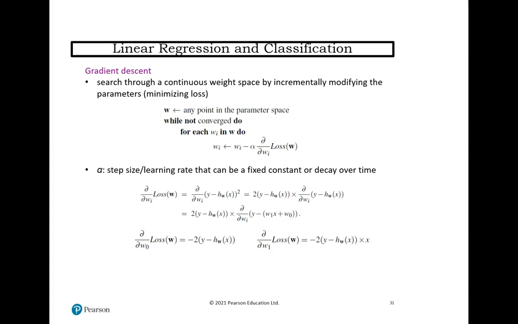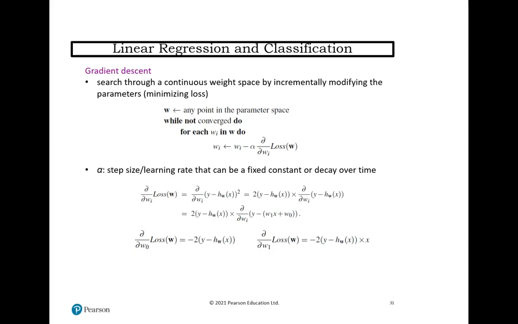And this is the reason why we're introducing this now: neural networks will rely heavily on gradient descent. So the idea behind gradient descent is that you start with any random values of W0 and W1, so any point in the parameter space. And then we make successive modifications to these starting values of W0 and W1, such that in each step we take, we are reducing the loss.